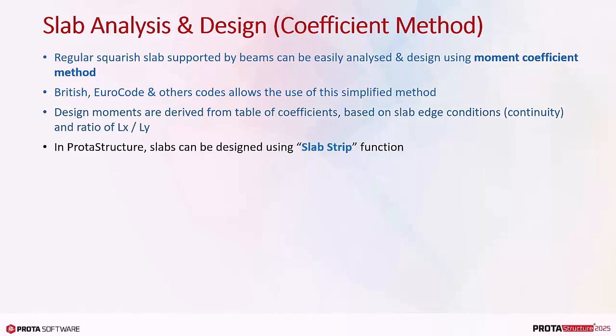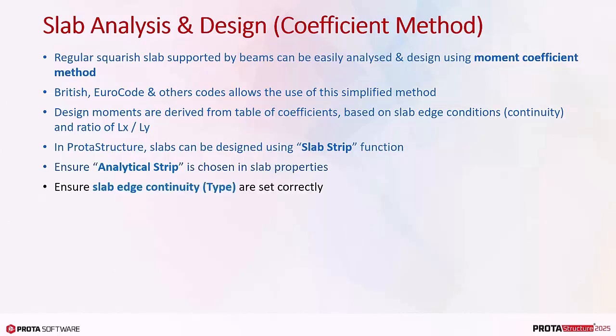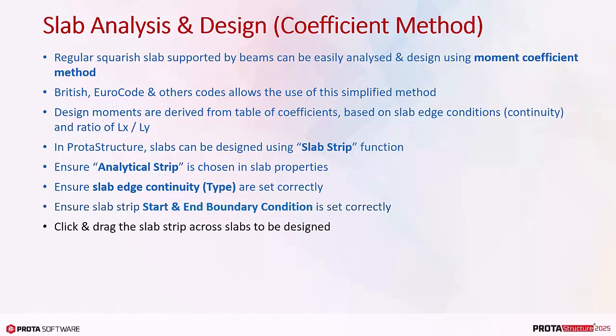In ProtaStructure, slabs can be designed using the slab strip function. Ensure analytical strip is chosen in the slab properties. Ensure slab edge continuity or type are set correctly. Ensure slab strip start and end conditions are set correctly. Click and drag the slab strip across the slabs to be designed. Do this both horizontally and vertically, in the orthogonal direction.